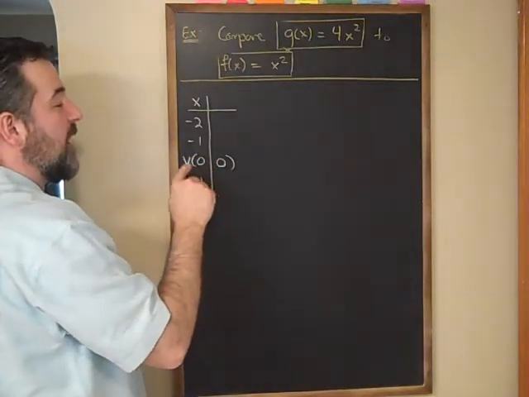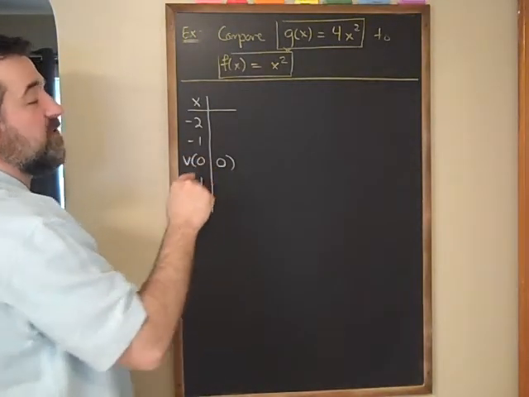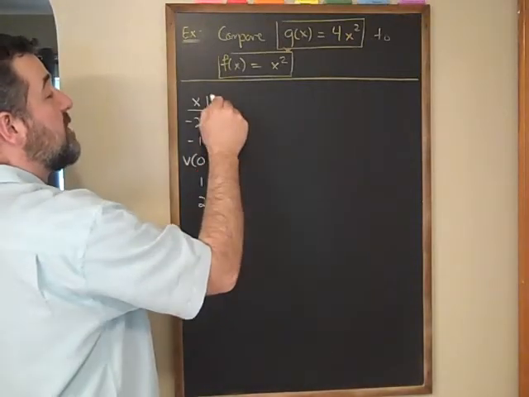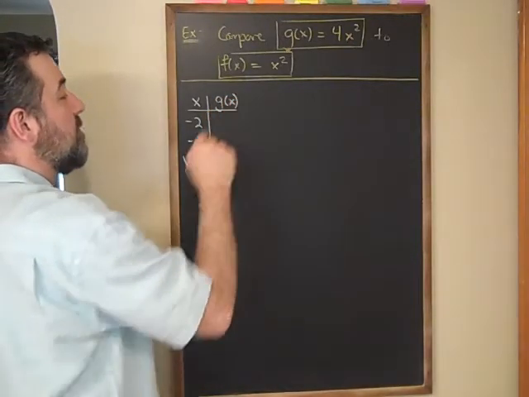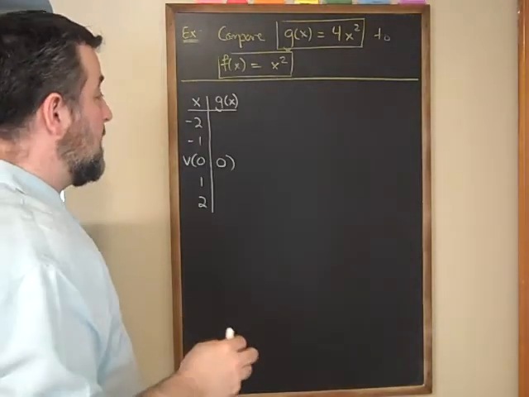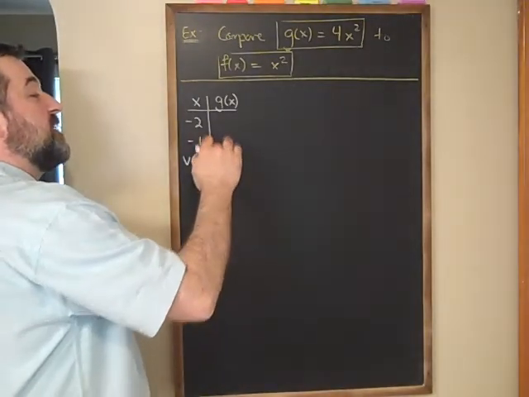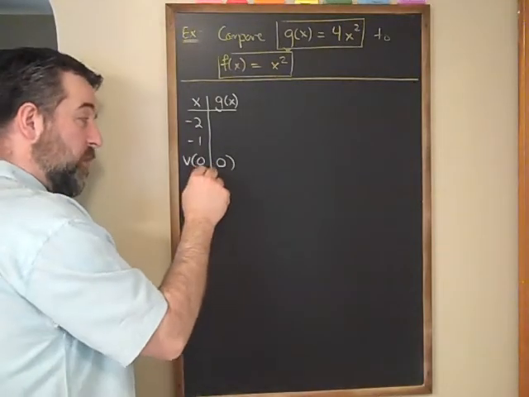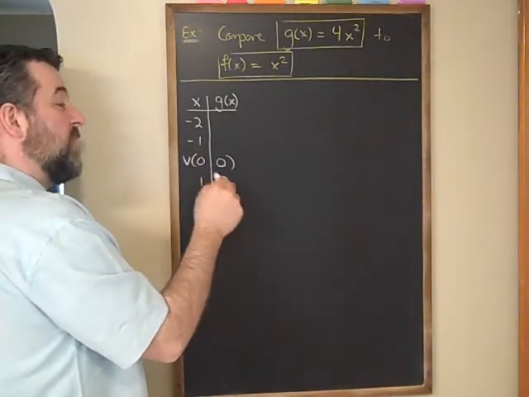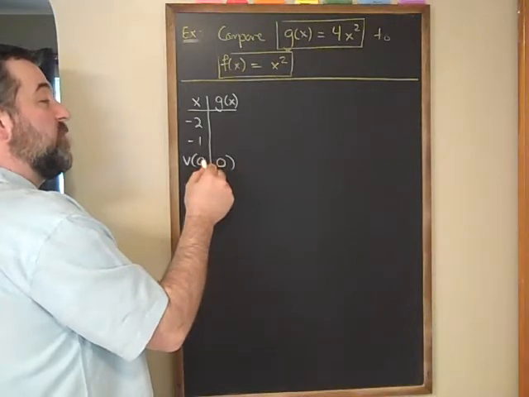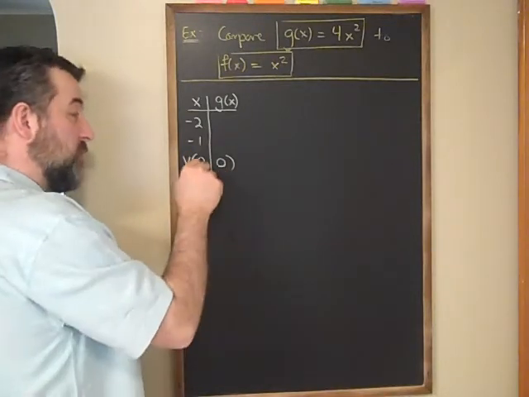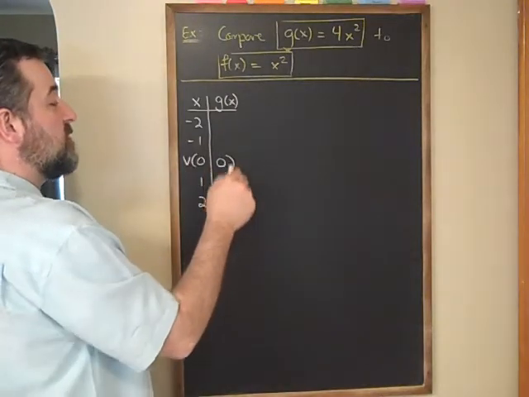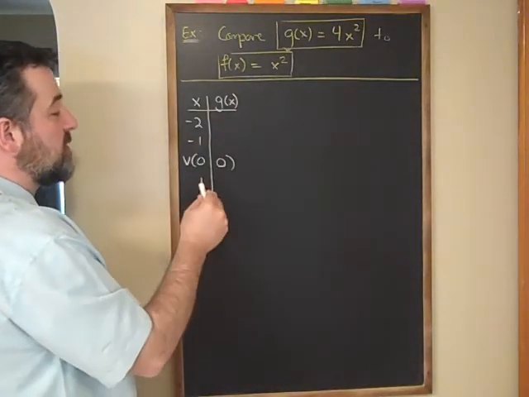And I'm going to ask that you set up your table so your vertex point is always in the middle of the table. The reason I want you to put it in the middle of the table is because the values to the left and to the right of it are going to be symmetric. If you go 1 to the left, it's going to get you a y value that's the same as the y value if you go 1 to the right. So these two y values better be the same. You'll see that they are.